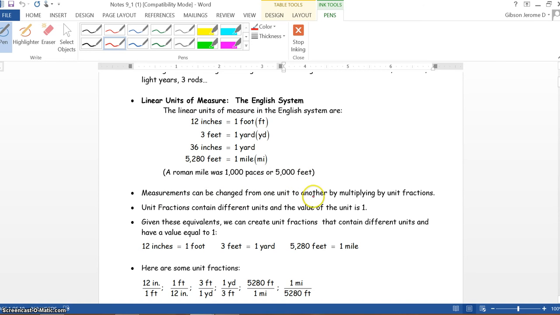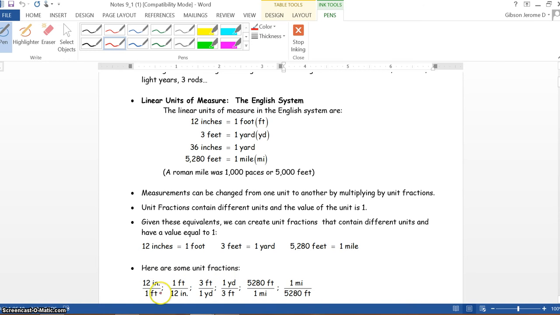Measurements can be changed from one unit to another by multiplying by unit fractions. Unit fractions contain different units and the value of the unit is 1. Given these equivalents, we can create unit fractions that contain different units and have a value equal to 1. 12 inches equals 1 foot, 3 feet equals 1 yard, 5,280 feet equals 1 mile.